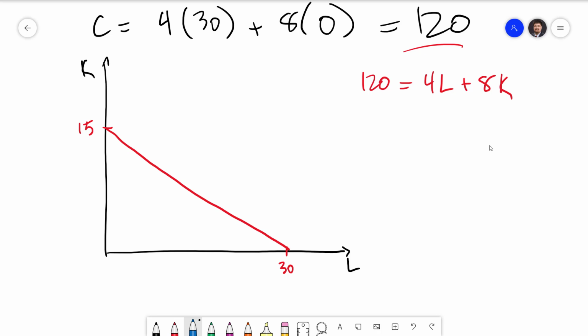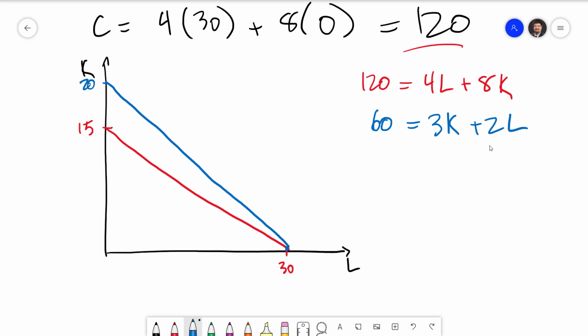For our iso quant, we have our target output of 60 equals total production of 3K plus 2L. The L-intercept here is also going to be 30, but our K-intercept will be 60 divided by 3, which is 20. Put that about here. Connect those up. What we end up with is an iso quant for Q equals 60 and an iso cost for C equals 120 that are both straight lines.